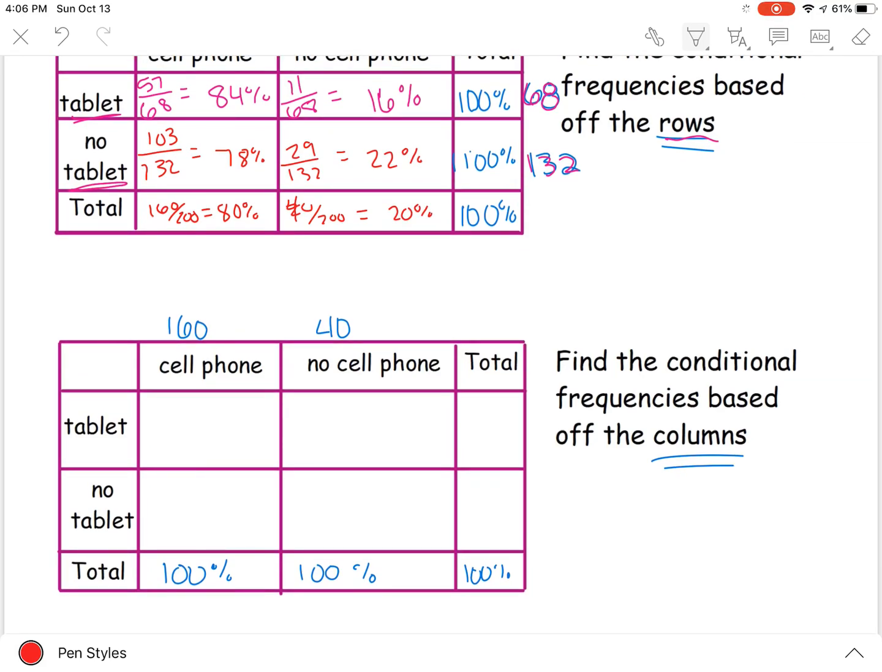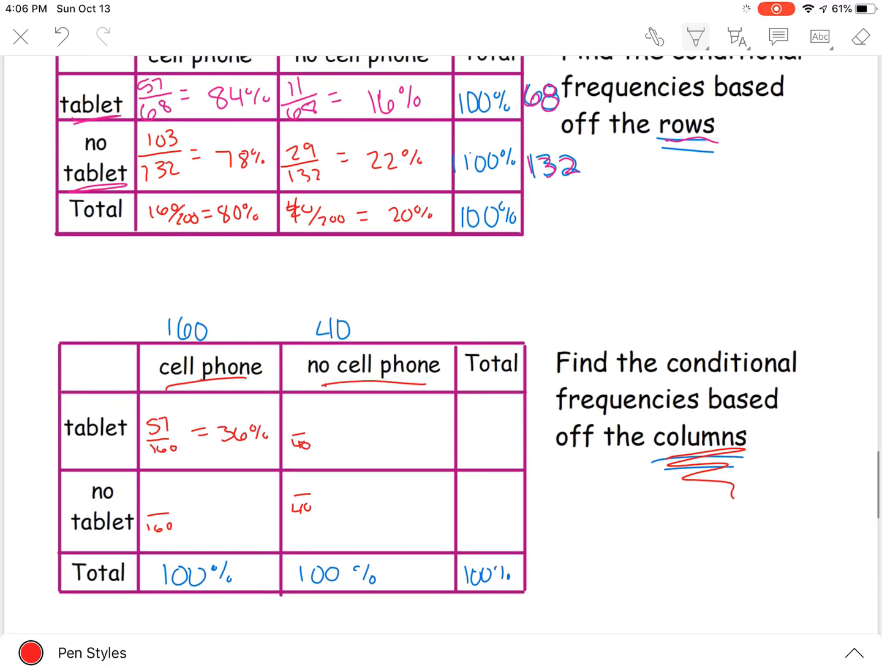Then we're going to do the same thing, except with our columns, to find the conditional frequency based off of cell phone or no cell phone. So again, we're doing the same thing, except for our cell phone, we're dividing by 160, and for our no cell phone, we're dividing by 40, because those are our column totals. So we are going to take 57 divided by 160 is 36%. Now would be a good time to pause the video and see if you can fill in the rest of these percentages.